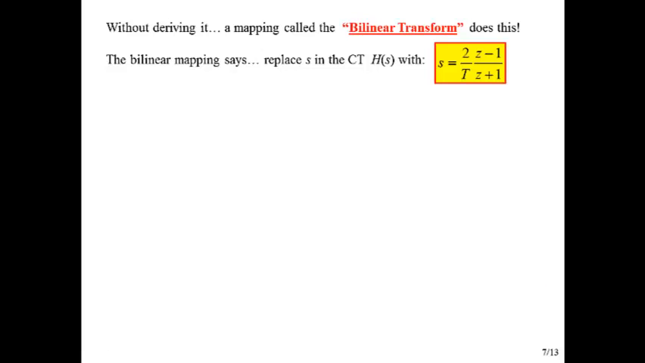And so without deriving it, some clever people a long time ago have discovered this thing called the bilinear transform that does exactly this. Basically, what the bilinear mapping says is that we take our continuous time transfer function H(s), and we take all the s's that are in there and we replace them by this. And so now suddenly we get something that is a discrete time transfer function as a function of z.